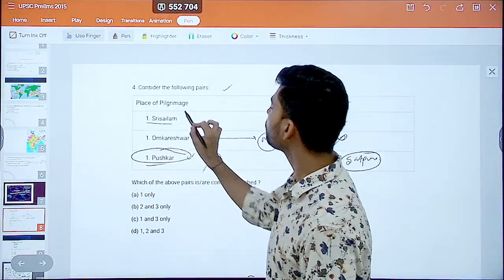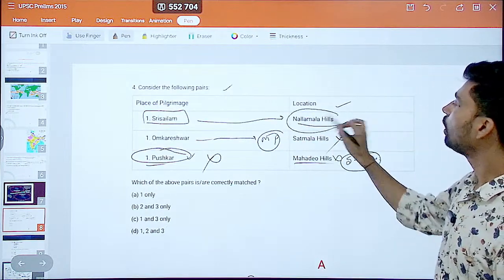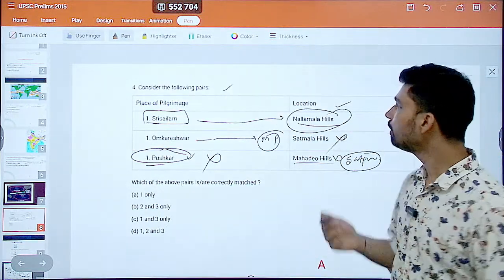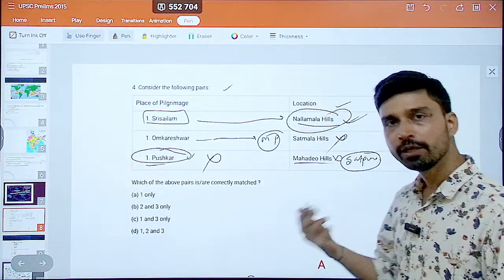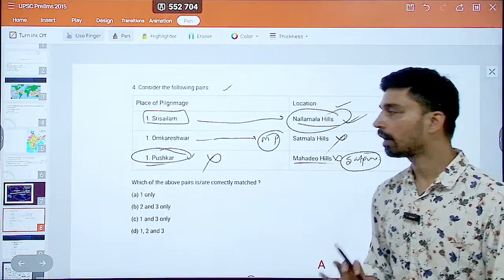The only correct option here is Sri Salam, that is in Andhra Pradesh. There is a hill called Nallamalla Hills. So, Sri Salam is actually situated in Andhra Pradesh in the Nallamalla range, which is part of the eastern Ghats of India.